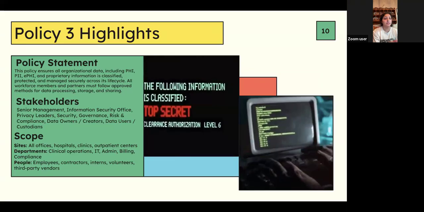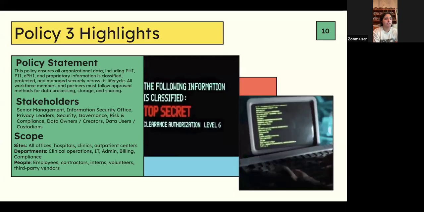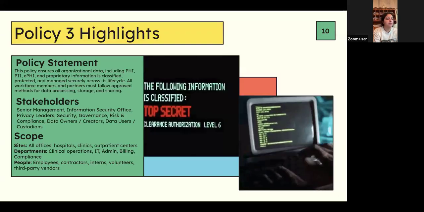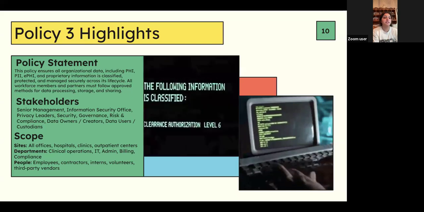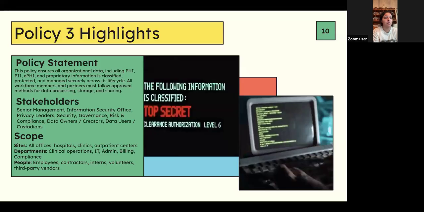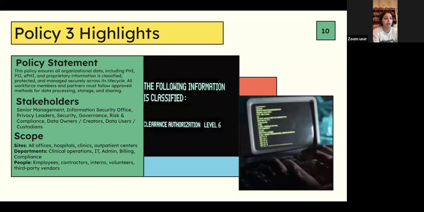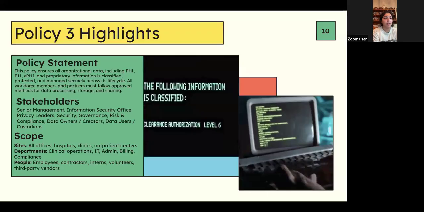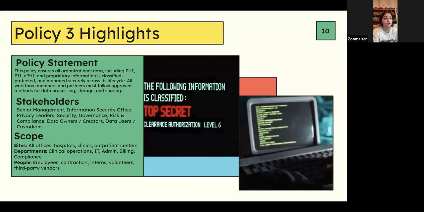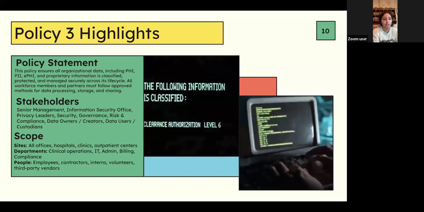I was tasked with working on policy 3, which was the data classification. An excerpt from the policy statement states, this policy ensures all organizational data, including PHI, PII, EPHI, and proprietary information is classified, protected, and managed securely across its life cycle. All workforce members and partners must follow approved methods for data processing, storage, and sharing.